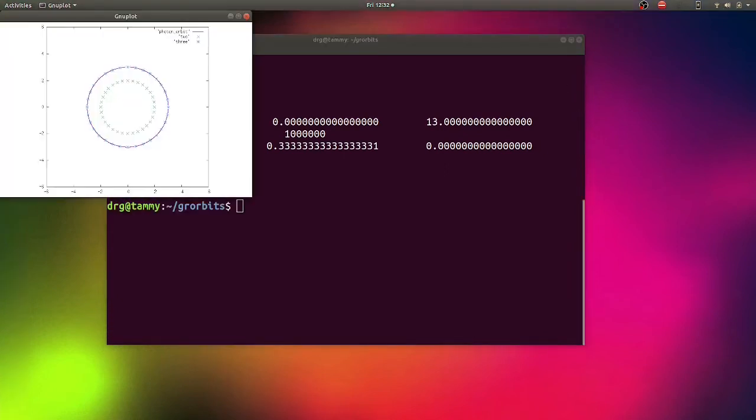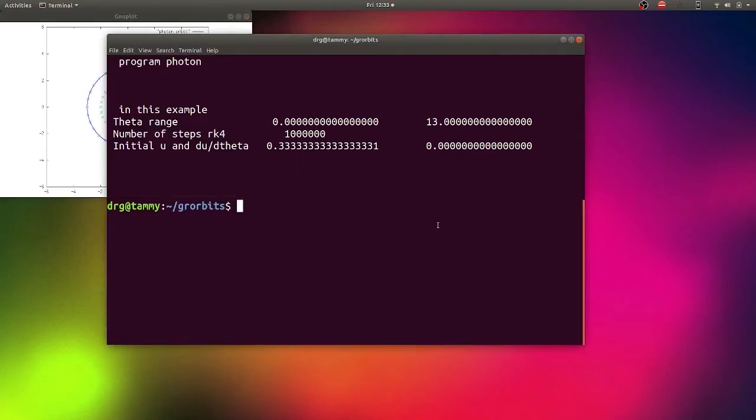In this example, I start on u equals 1/3. Those of you who are wondering where that 1 came from, take Math 4670, and I'll tell you all about it. I'm doing 0 to 13 radians, which is about 2 orbits, and dr d theta, and therefore du d theta, are 0 initially.